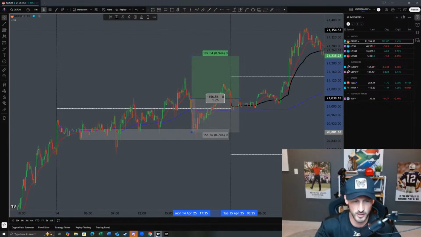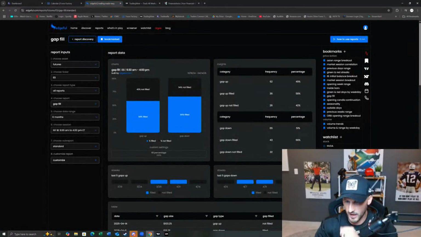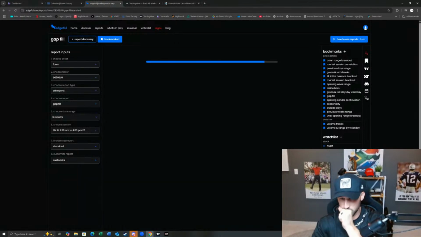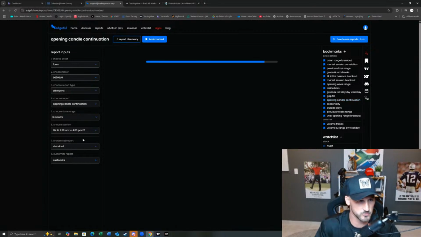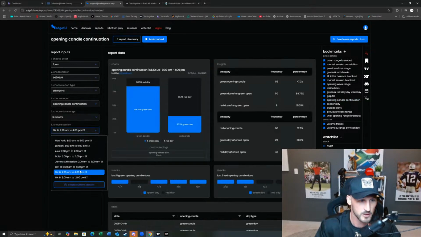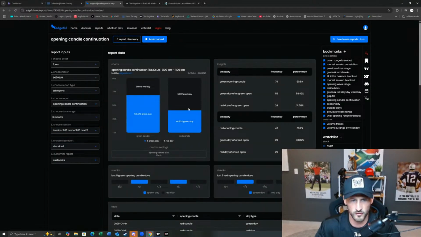I'm here to share that not every single trade is going to be a winning trade, as you can see. So let's go to the DAX. What does that actually look like? Okay. We can actually see that opening candle continuation report on the DAX. You have to make sure that you've got the correct timing. It would be 3 a.m. to 4 a.m. Eastern time, because that is the first hour of that open.